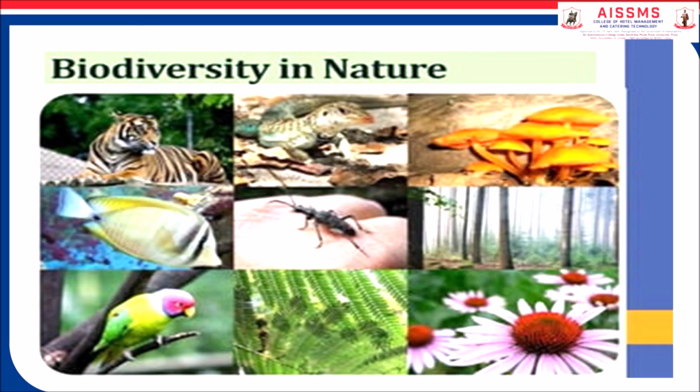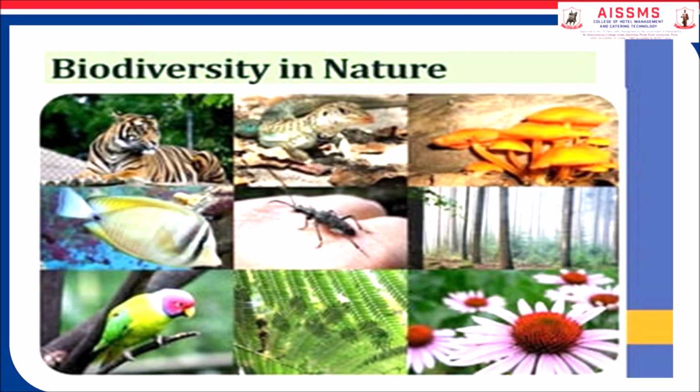Biodiversity is documented in 3 levels. First is genetic diversity. Genetic diversity is seen among the organisms of the same species due to the genetic differences. For example, individual human beings are different from each other. No two animals or plants are exactly alike.